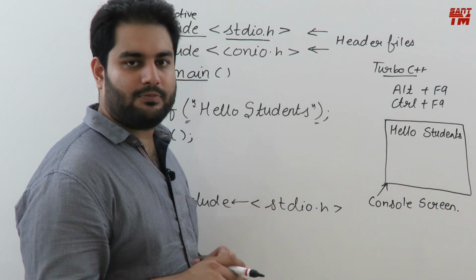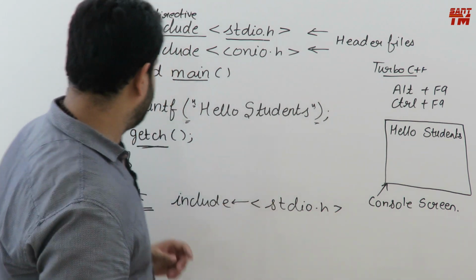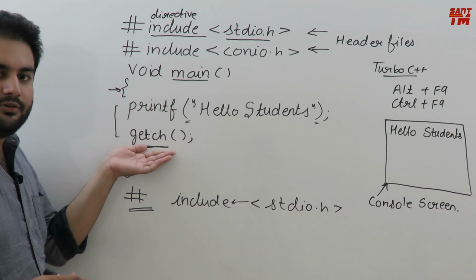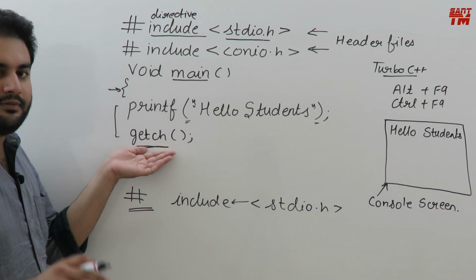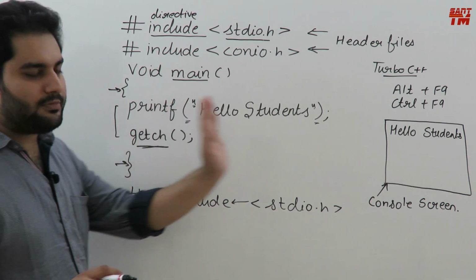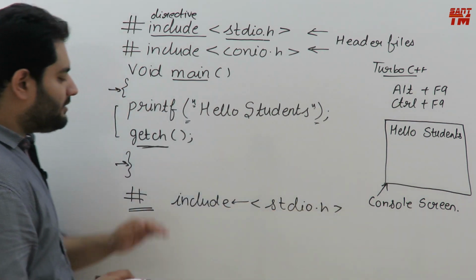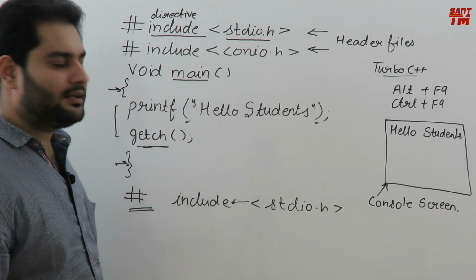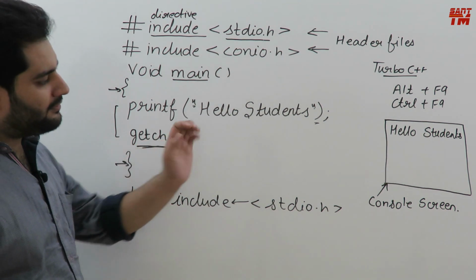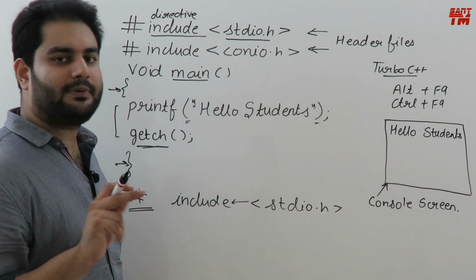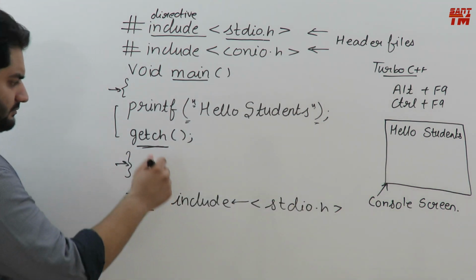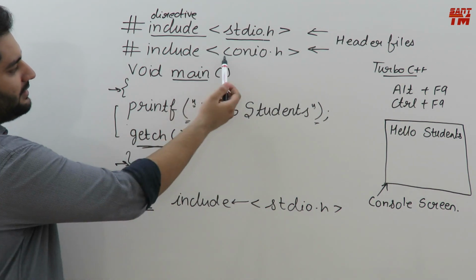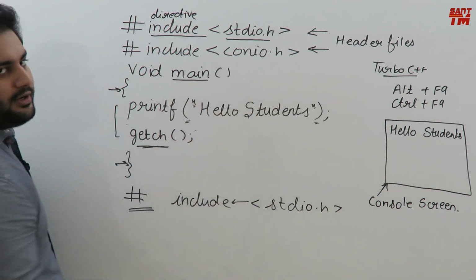So to keep that output preserved on your computer screen, we write getch here. This getch function will wait for you till you press the enter key. When you press the enter key, the output will vanish. So if you don't write this getch, the output will vanish immediately without pressing the enter key. But if you write getch, the output will be preserved on the screen till you press the enter key. I have used this getch because I have included the header file conio.h.